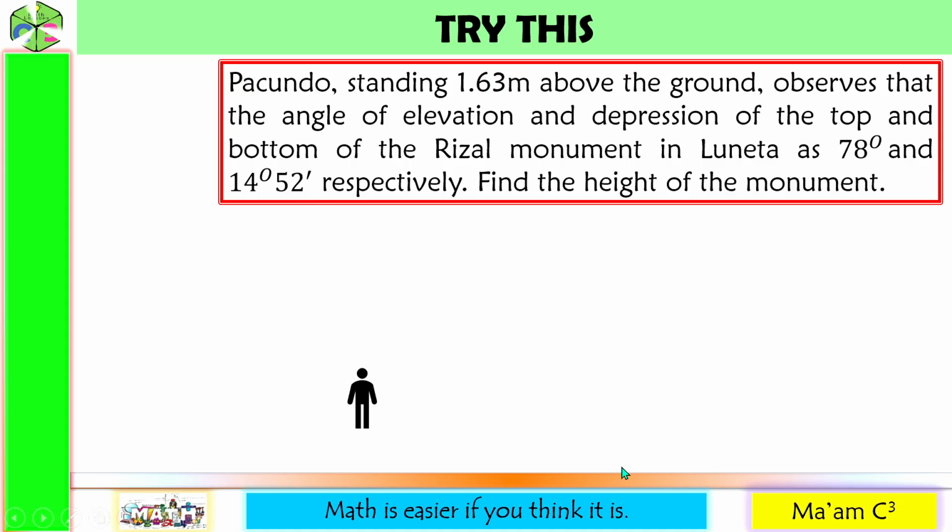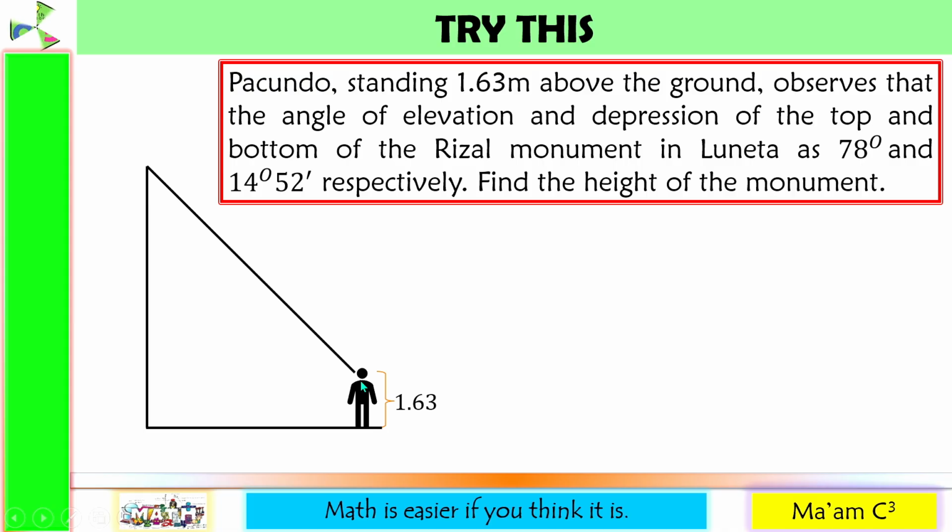Let us draw Pacundo, and he is standing above the ground. Pacundo is 1.63 meters high. Now he observes the Rizal Monument in Luneta. Let us consider this as the Rizal Monument. From his eyes, let's draw the line of sight and the imaginary horizontal line to produce the angle of elevation. The angle of elevation is 78 degrees. This is the first one mentioned, elevation. Now, for the second one, depression, that would be 14 degrees 52 minutes.